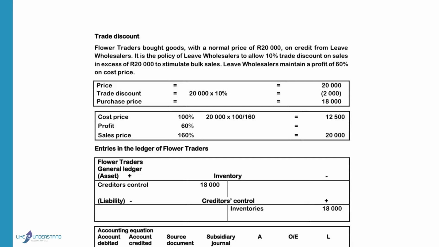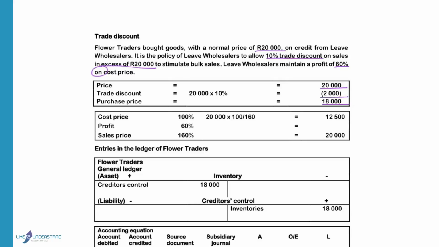Flour Traders bought goods with a normal price of $20,000 on credit. It is the policy to allow 10% trade discount on sales in excess of $20,000 to stimulate bulk sales, and Leaf Wholesalers maintain a profit of 60% on cost price. The normal price is $20,000. 10% trade discount is deducted, 2,000 Rand, so the actual purchase price will be 18,000.